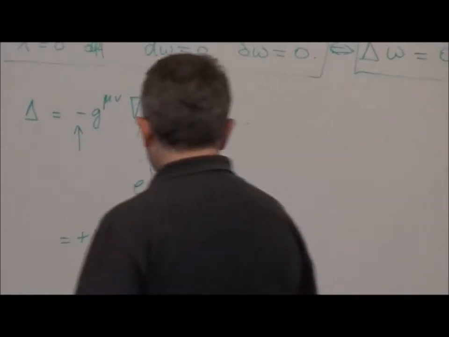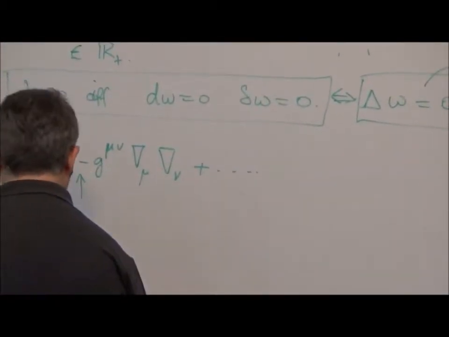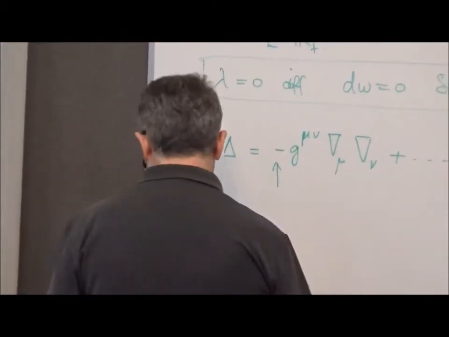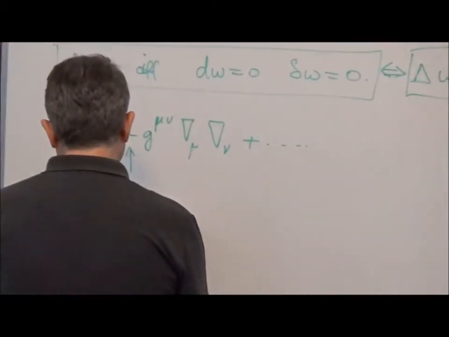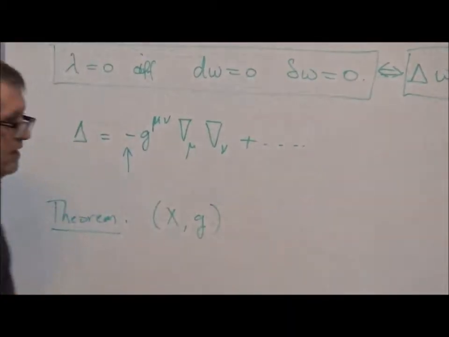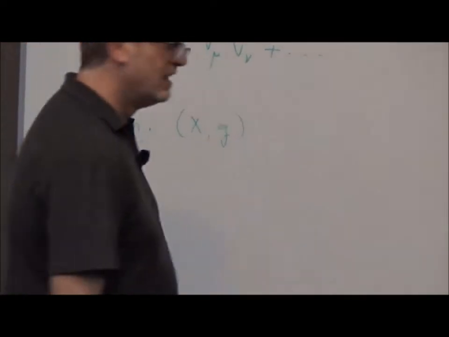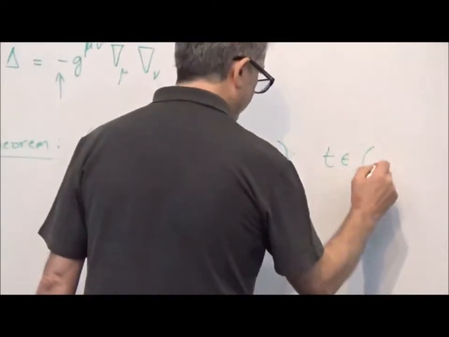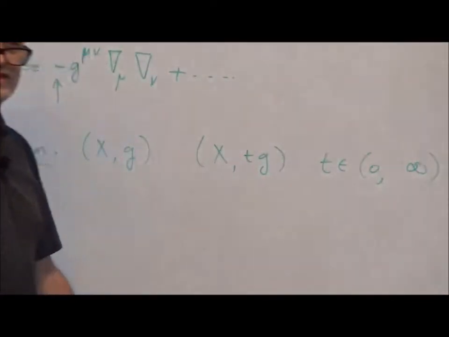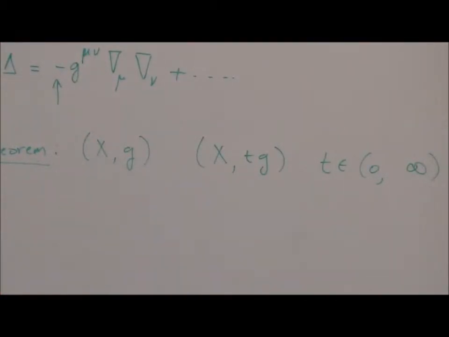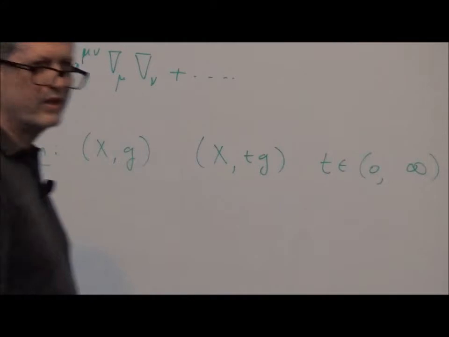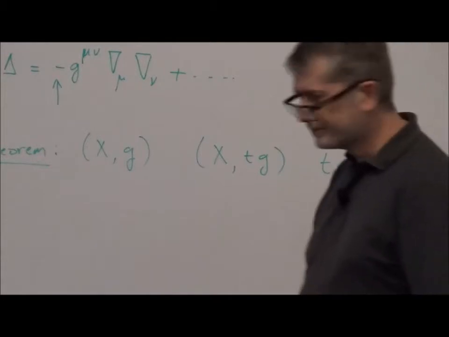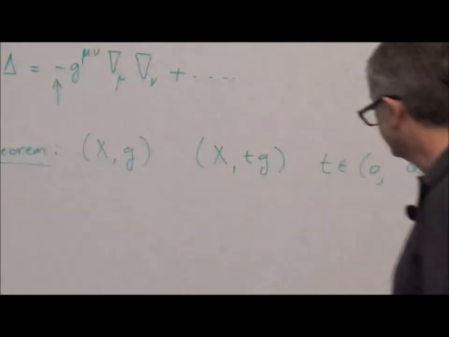Now, let me throw another theorem at you. So I have a nice Riemannian manifold, and I want to find out what happens if I change my metric, where t is an element of 0 to infinity. T can't be 0 because then my metric would be degenerate. It can't be negative because I don't allow such metrics. So take t to live in here.